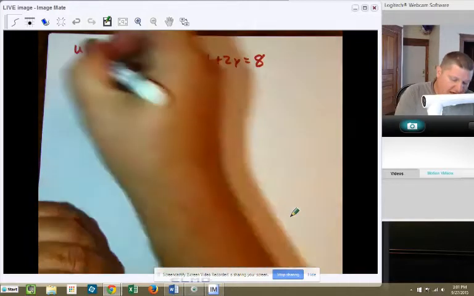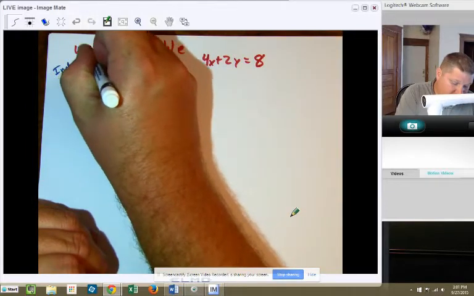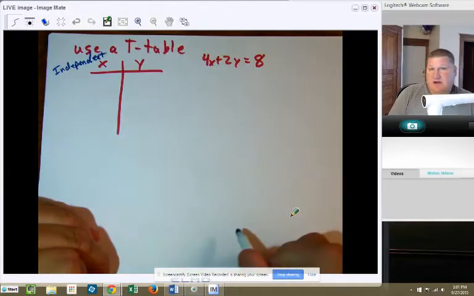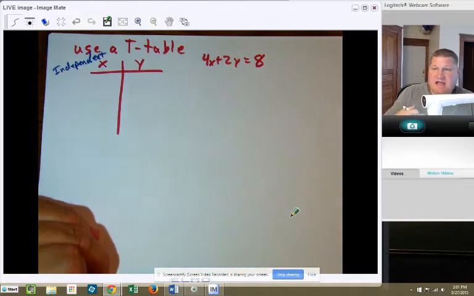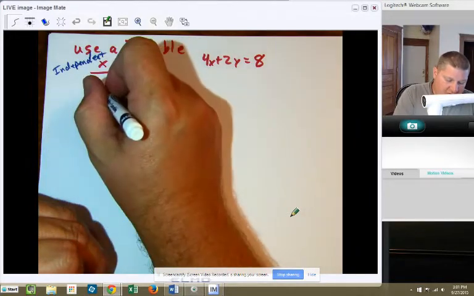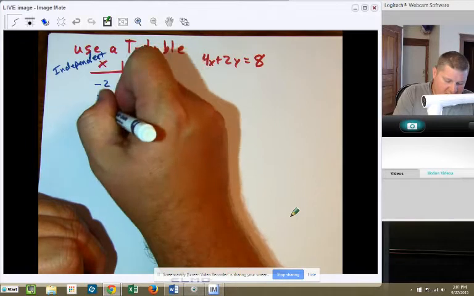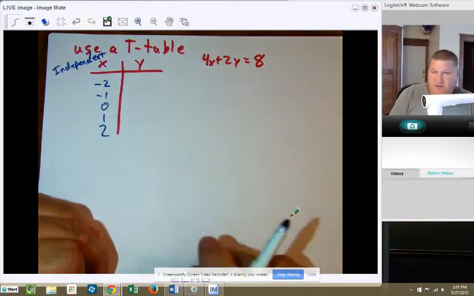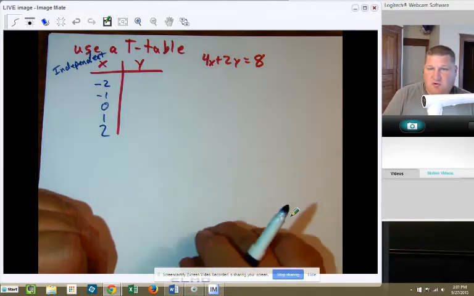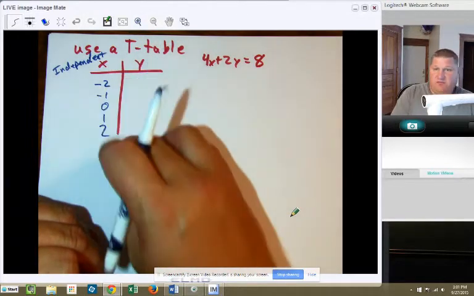We have x, which is called the independent variable. And it is independent because I get to choose. You get to choose what you put in the independent variable. A lot of times we're going to choose -2, -1, 0, 1, and 2. And that's going to be a pretty common grouping. This way we have somewhere where it goes through the y-axis, and we have something a little bit to each side.